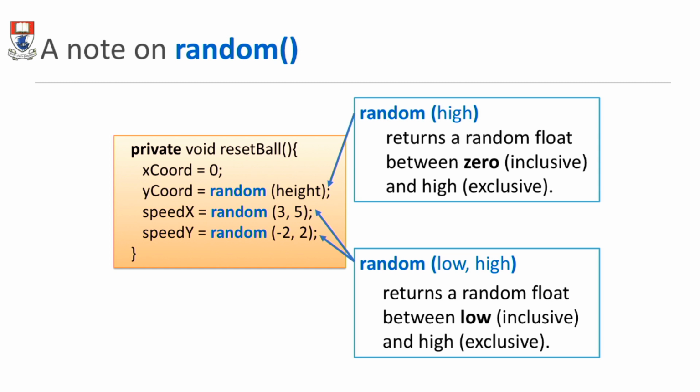So effectively what that means is if you were to use -2, 2, then you might get back numbers -2, -1, 0 and 1, but 2 would not be included. Likewise, between 3 and 5, you'd get 3 and 4, but 5 wouldn't be included.